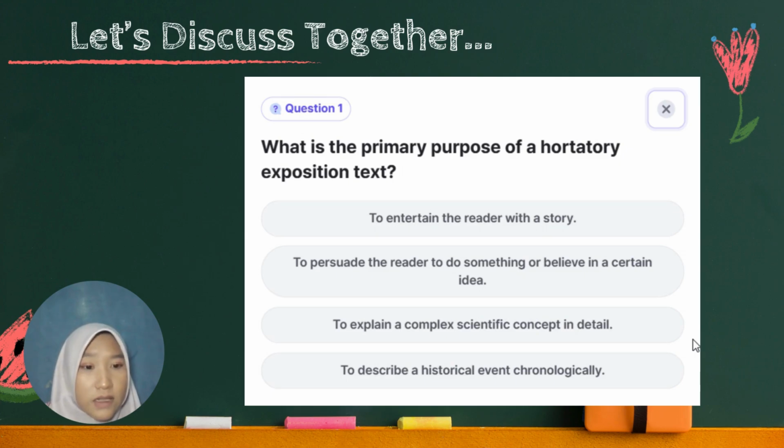For the last one, to describe a historical event chronologically. This is clearly a recount text, yeah, like telling the story of your last holiday or going somewhere. So option D is also incorrect. Then the correct one definitely is B, because the purpose of the hortatory exposition is to persuade the readers to do or not to do something. Next, let's move to the next question.